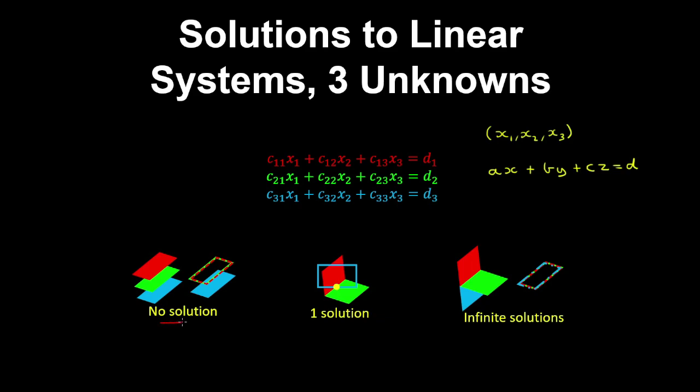So the first is no solution, where we have the planes being parallel to each other, so the planes don't intersect at all. And you can also have two planes being coincident and one plane being parallel to those planes. So you'll also get no solution in this case.